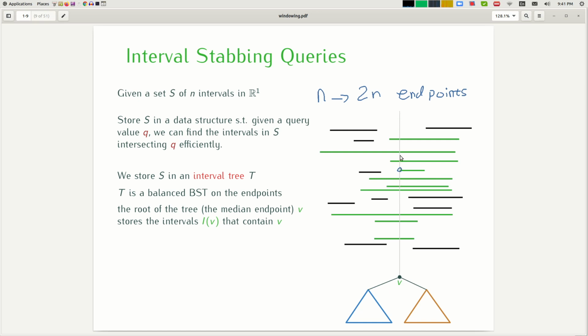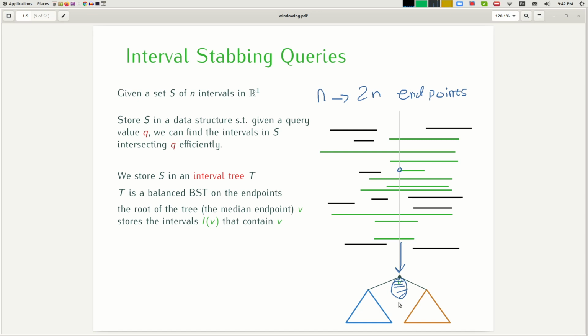Then I draw a vertical line at that x point, and I look at all the line segments that intersect this vertical line. So these are all the green line segments that intersect this vertical line. I store all of these green line segments at this node. So this node potentially has a huge list of line segments that are stored here.